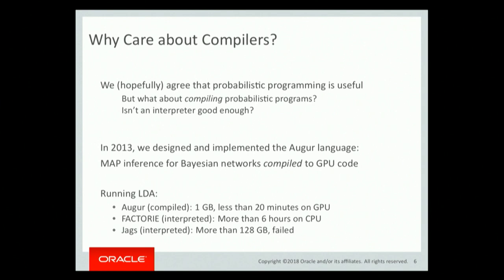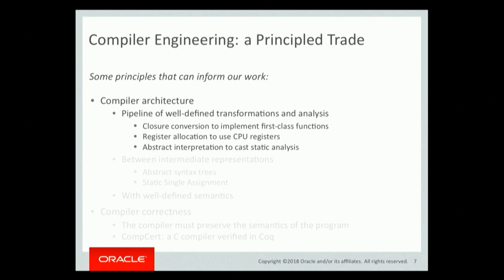So as I said earlier, there's been a lot of work on compilers. And I actually think that compiler engineering is a very principled trade. If you look at one of the classic textbooks in compiler engineering, like the Dragon book or the Tiger book, you'll see that there is a lot of agreement about how we should organize a compiler. So here are some of these principles.